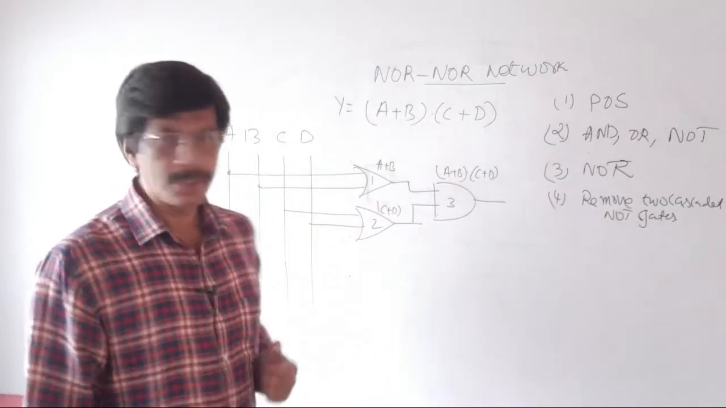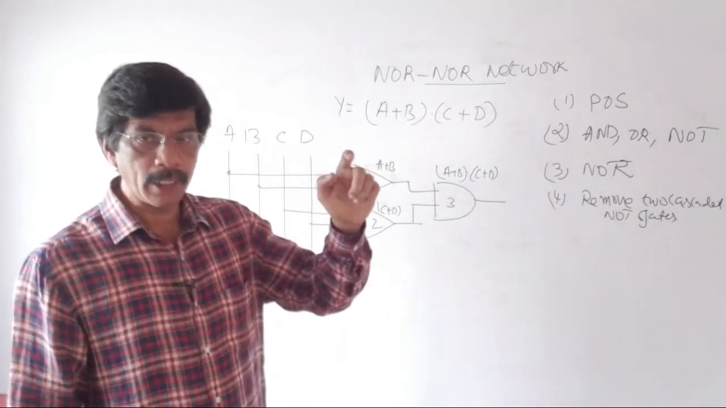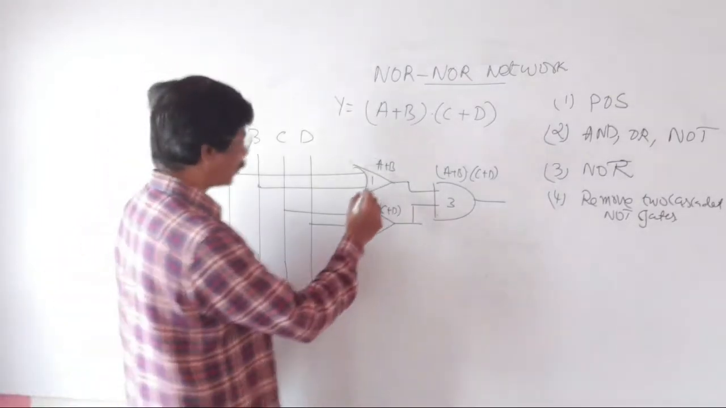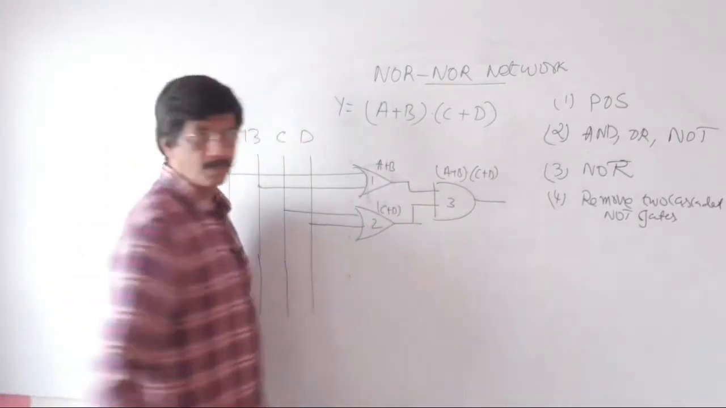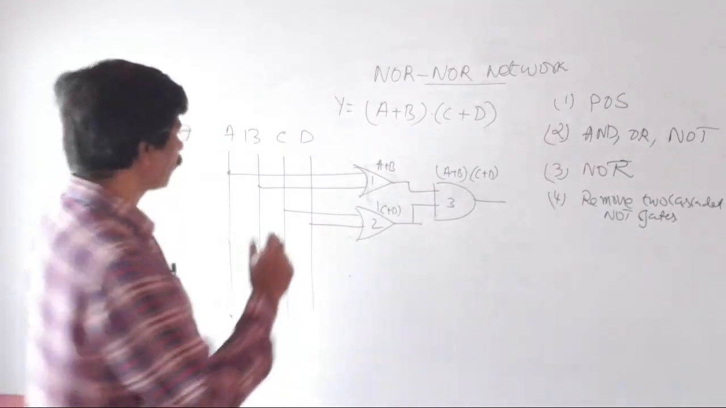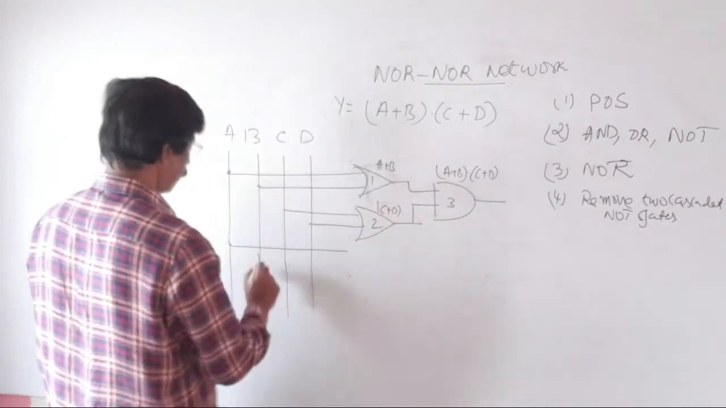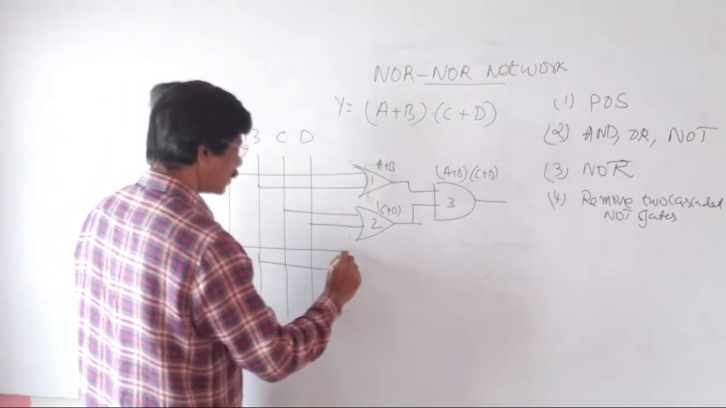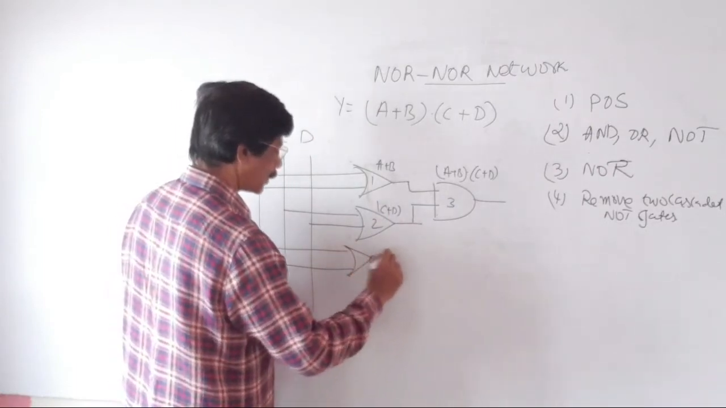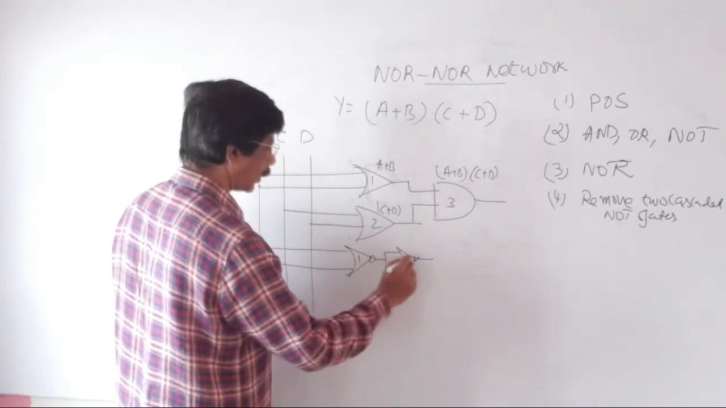The third step is replace the basic gates by equivalent NOR gates. Now you take this first OR gate. The OR gate is replaced by two NOR gates. You take the same line from A and the line from B. This is replaced by one NOR gate and this is connected to one more NOR gate. NOR gate 1, NOR gate 2.